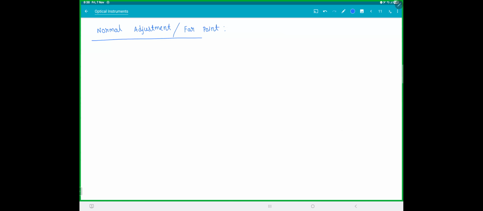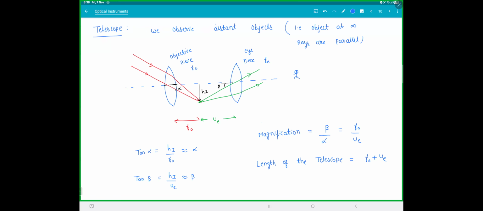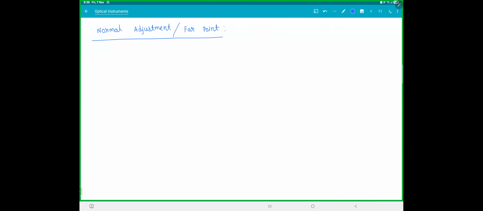Far point. So what do we mean by far point? Again, I told you why this is important. When you're looking through the telescope and observing the sky, you don't want your eyes to be strained. If the final image is at infinity, your eyes will be very relaxed. That means the final rays must be at infinity, so the eyepiece will think the object is at its focus. That means UE is Fe. Therefore, UE must be Fe.